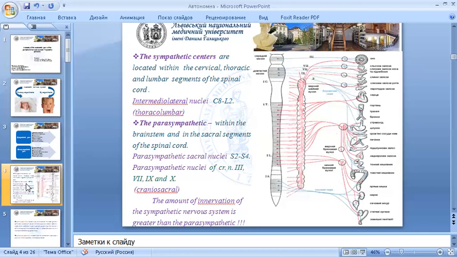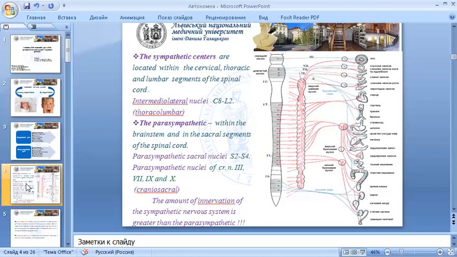The parasympathetic segmental centers lie within the brainstem and in the sacral segments of the spinal cord. Within the brainstem, they are the parasympathetic nuclei of cranial nerves 3rd, 7th, 9th, and 10th. Within the spinal cord, they are the parasympathetic sacral nuclei, which are related to the 2nd, 3rd, and 4th sacral segments of the spinal cord, which is why it is also called the craniosacral division.